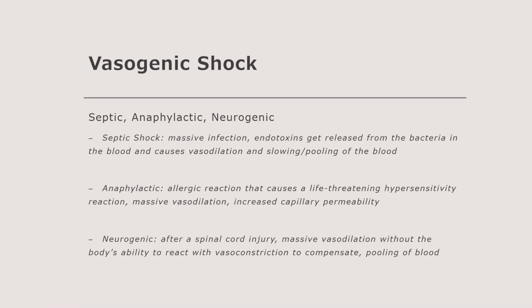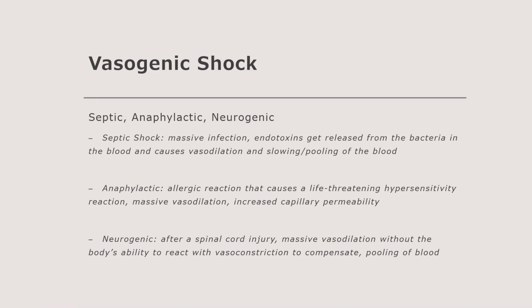Moving on to vasogenic shock, 3 separate types. We have septic, anaphylactic, and neurogenic. In septic shock, this is a massive system body-wide infection. What happens is the bacteria actually release these substances called endotoxins. These endotoxins circulate through the blood, causing extreme vasodilation, which in turn slows down or even has a pooling of the blood within blood vessels. So it eventually will lead to a pump failure, but definitely starts out with these endotoxins that cause a severe or extreme vasodilation.